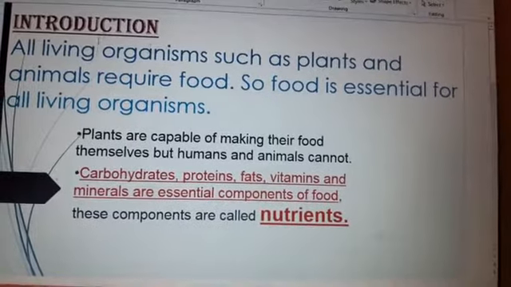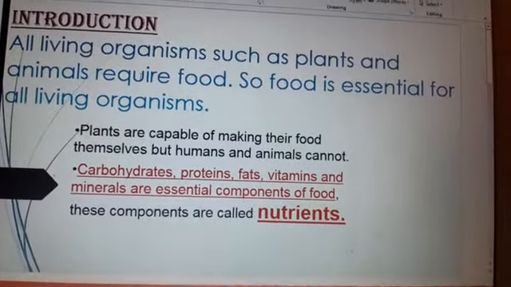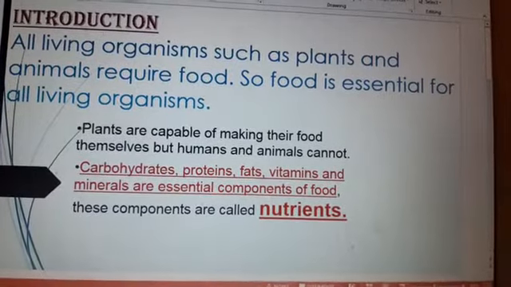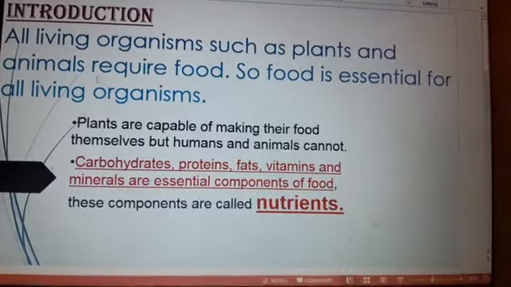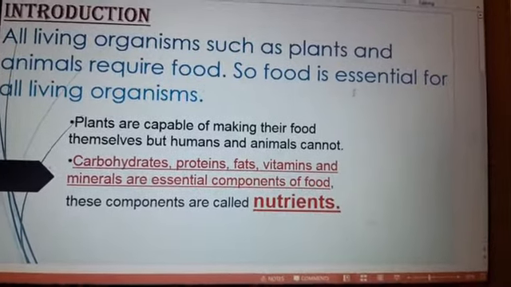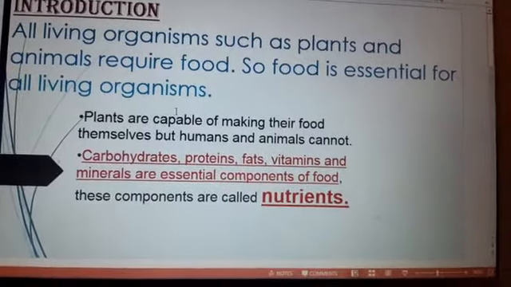Today's topic is taken from class 7, chapter 1, nutrition in plants. Here we will discuss the introduction. All living organisms such as plants and animals require food. So food is essential for all living organisms.